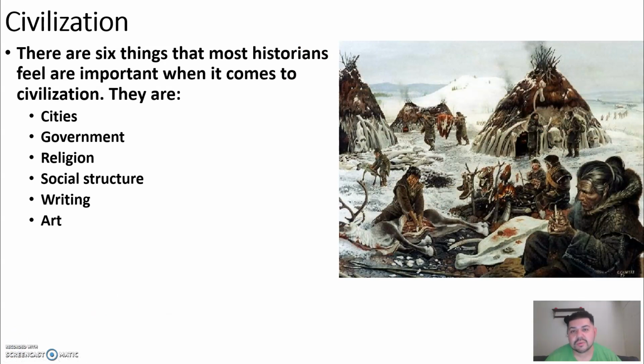Now, according to most historians, there are six important things when it comes to civilization. One of them is cities. The other thing is governments. The other thing is religion, some form of religion. The other one is social structure. People need to know where they belong. You know, there's a leader, his helpers, this and that, and then the lower people. Also structure in family, fathers, mothers, sons, daughters. What is their role in the tribe?